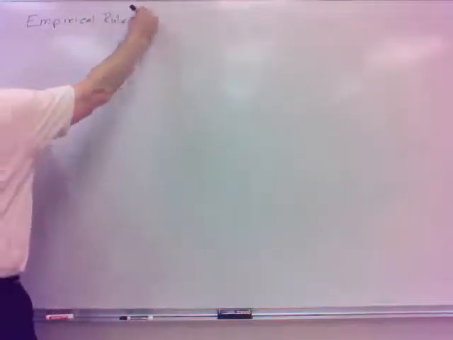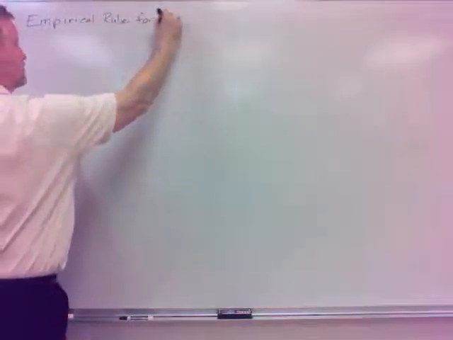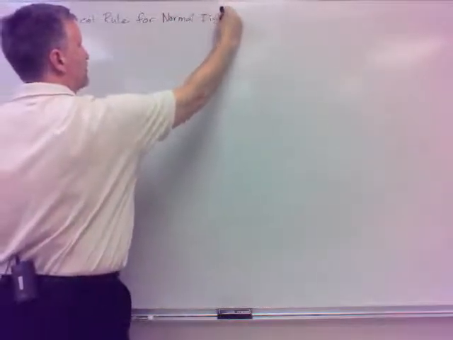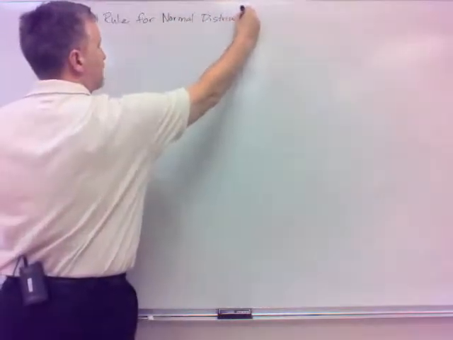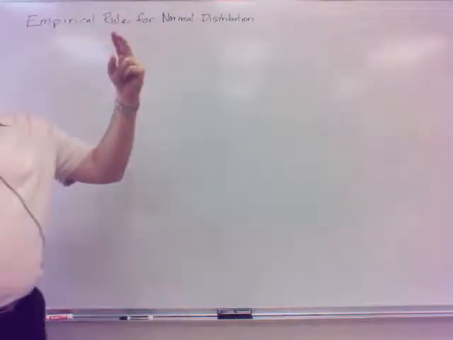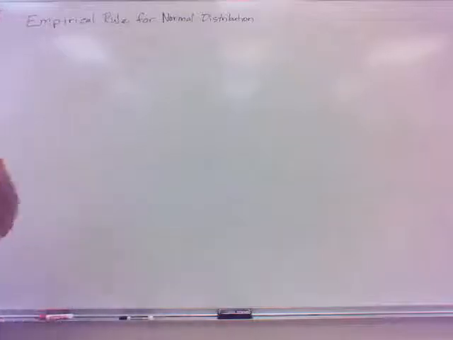The empirical rule for a normal distribution works for all normal distributions, no matter what the mean. We'll also mention that on most of these problems, we'll be supplied with the mean and the standard deviation. But for any normal distribution, with any mean, with any standard deviation, this empirical rule holds true for any of them. Here's what it says.